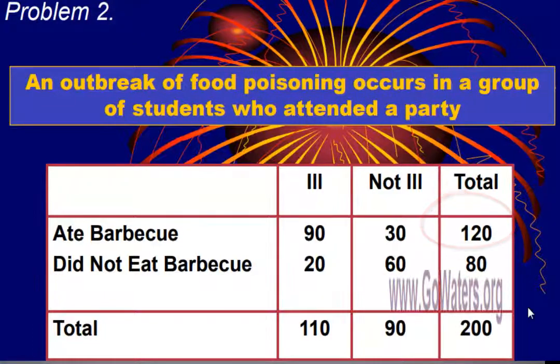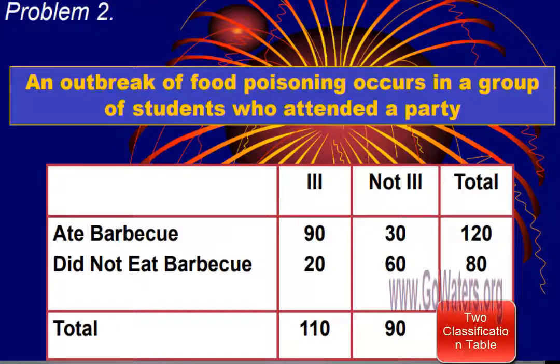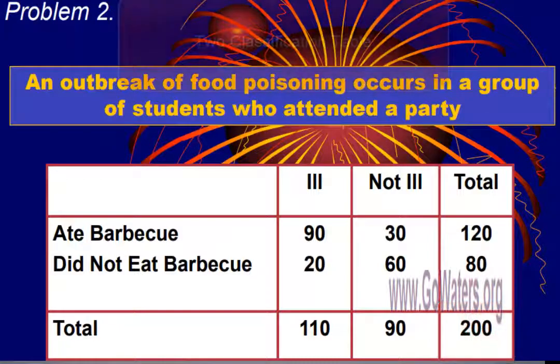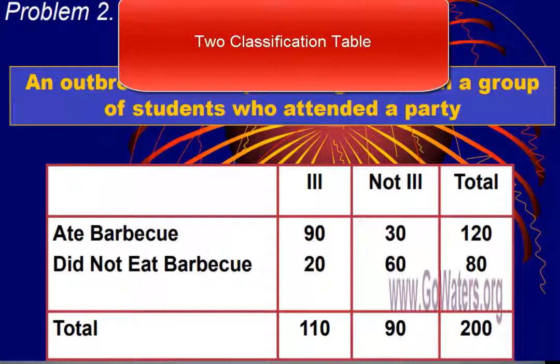Similarly, did not eat barbecue and got ill is 20 students. Did not eat barbecue and did not get ill is 60. So the number of students who did not eat barbecue that day is 80. So you have the row totals, 120 and 80, and the column totals, 110 and 90. The grand total is 200. This we call the two-way classification table, or the cross tabulation.